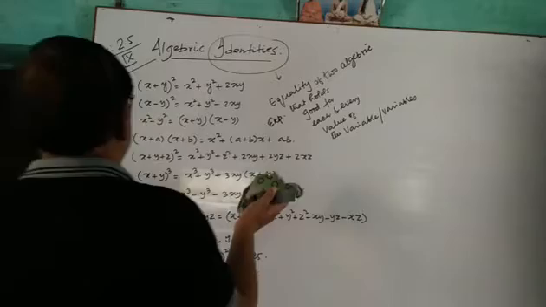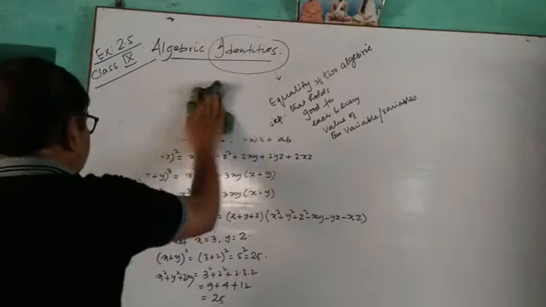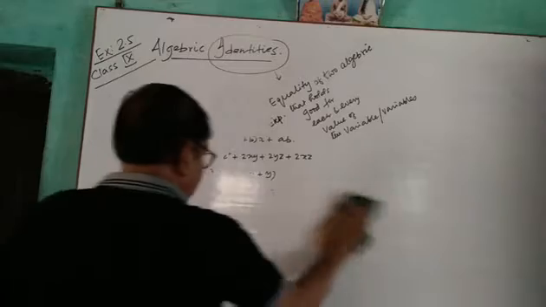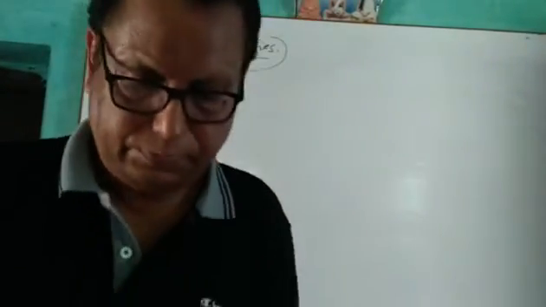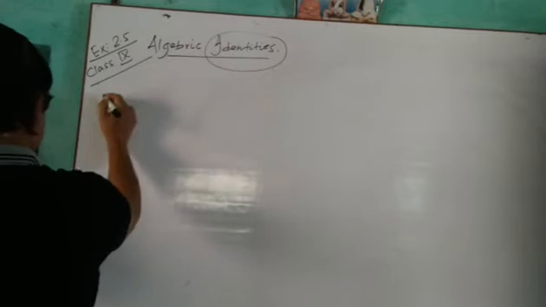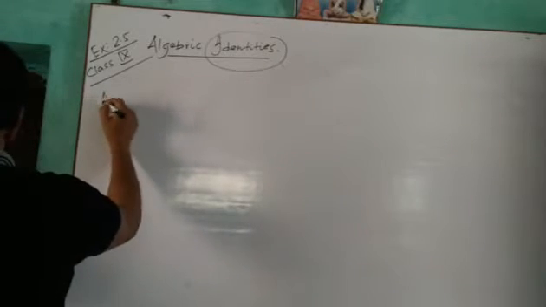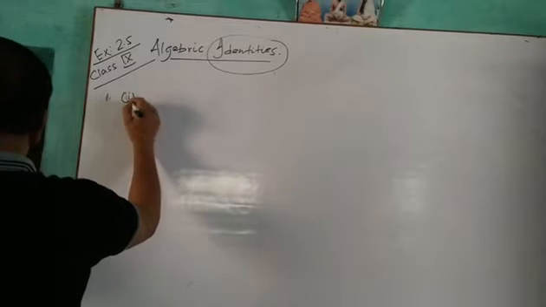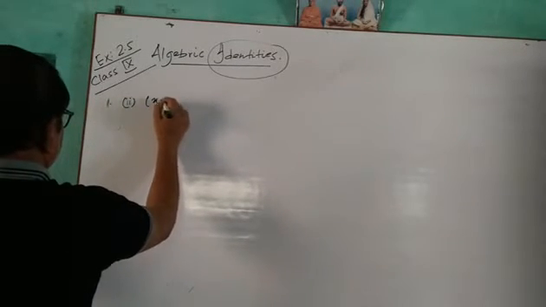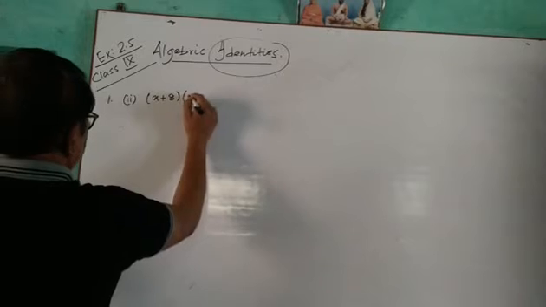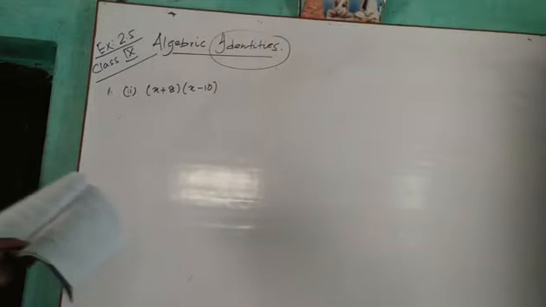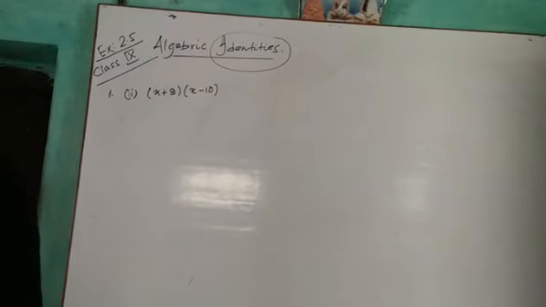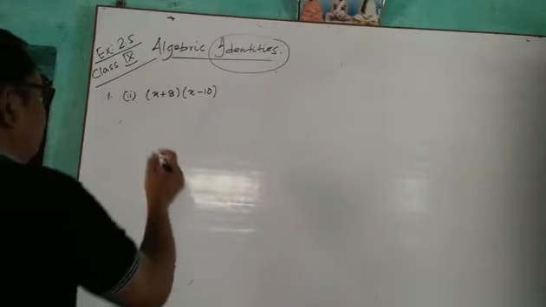Now students, let us start with exercise 2.5, which deals with these identities. Of question number 1, I will solve two questions for you. The question number 2 goes as (x + 8) into (x − 10). The question says, use suitable identities to find the following products. Now see how we will proceed.